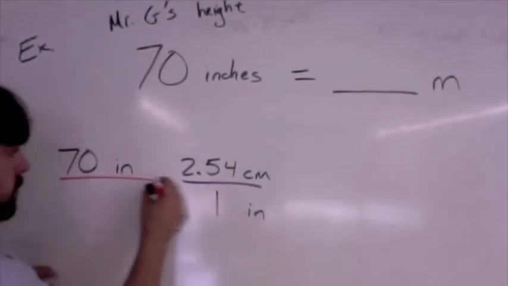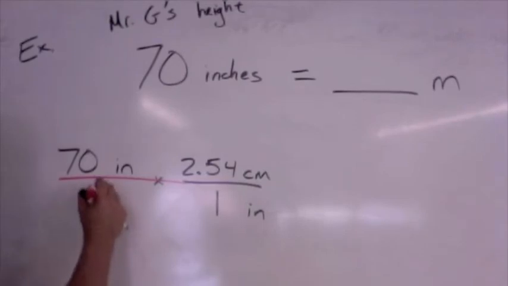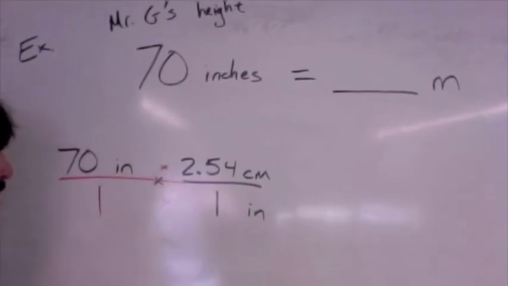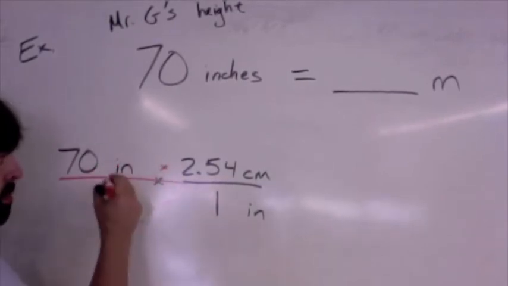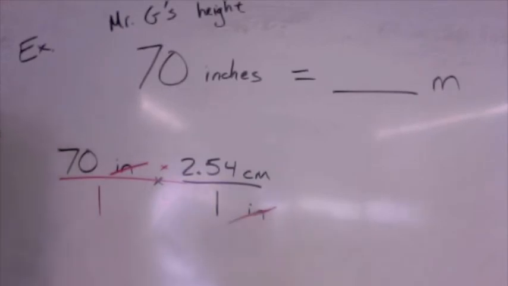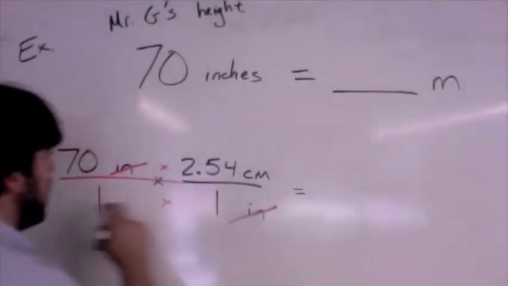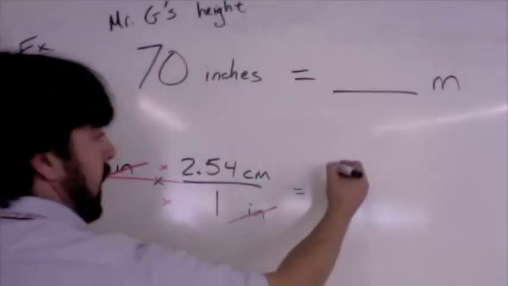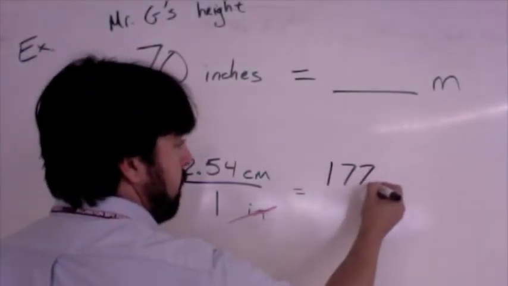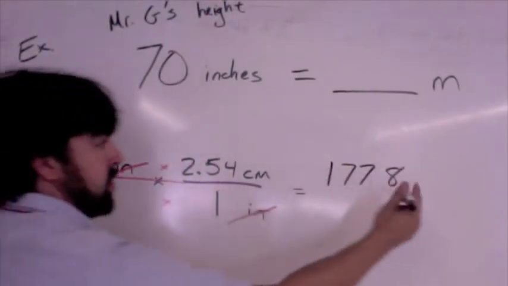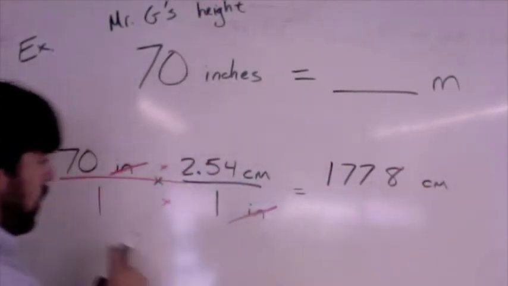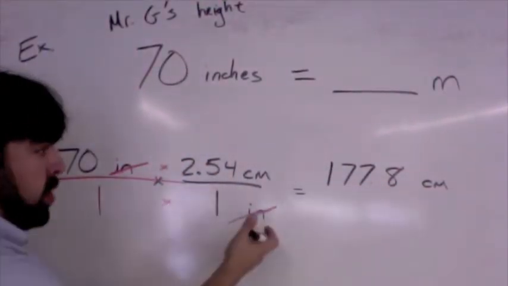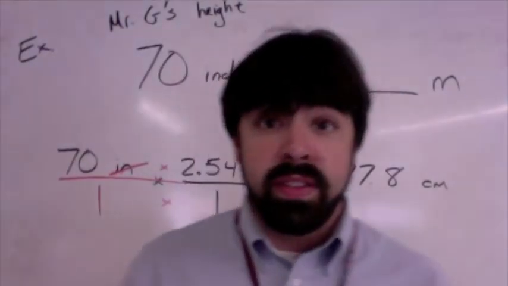Again, there's that imaginary line with the 1. There's a times here, there's a times here. Inches top and bottom, gone like that. You are left with 70 times 2.54. That's going to be 177.8 centimeters, carry over, cm. 1 times 1 is 1, no units, we'll ignore it. So we have it in centimeters.